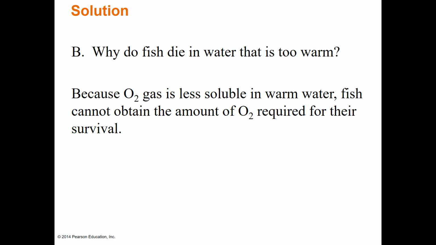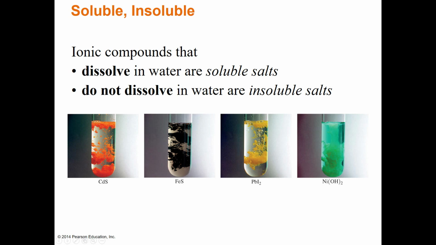All right, now we're going to start using our rules. Ionic compounds that dissolve in water are soluble salts, and those that do not dissolve in water would be called insoluble salts. So here are some examples of insoluble salts, and these, remember, we said were also known as precipitates. This is cadmium sulfide, and we have seen precipitates like this when we did our experiments, right? We may not have seen each one of these, but we may have seen all of them. So these are insoluble salts that make these precipitates, and this orange stuff is going to eventually settle to the bottom as a solid.